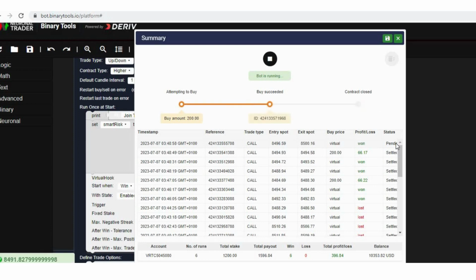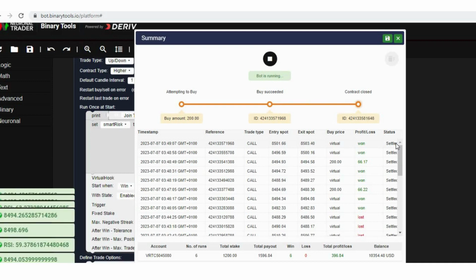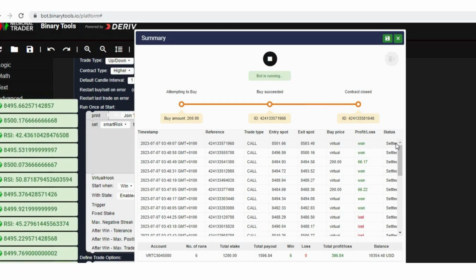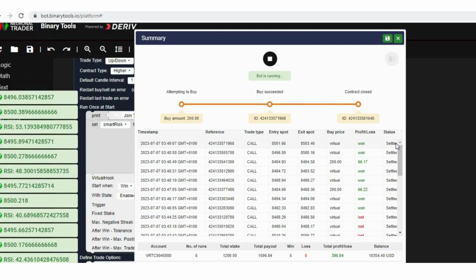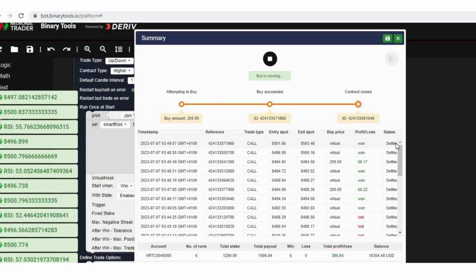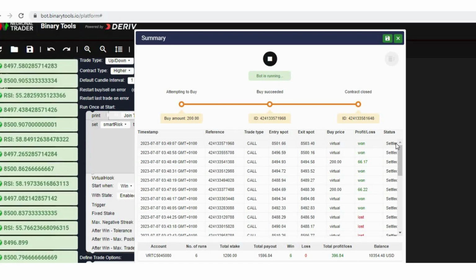So you saw that we now have 6 wins in a row. If this is a win, then it will switch on to the real account again. Let's wait and see. It's taking its time to analyze the market so that it can try as much as possible to make less errors. Let's watch and see how this goes.